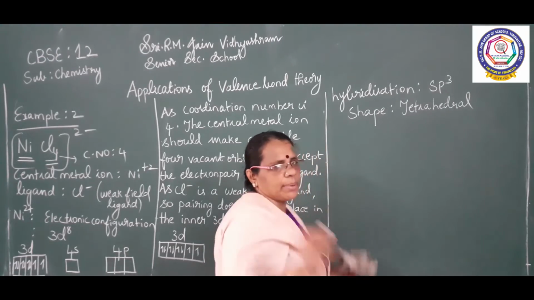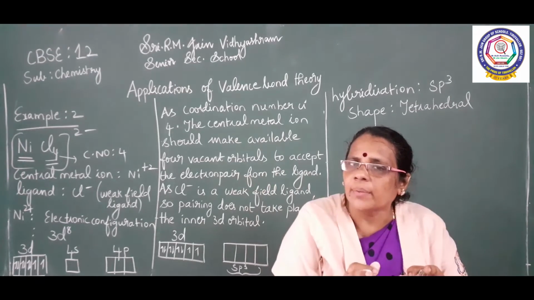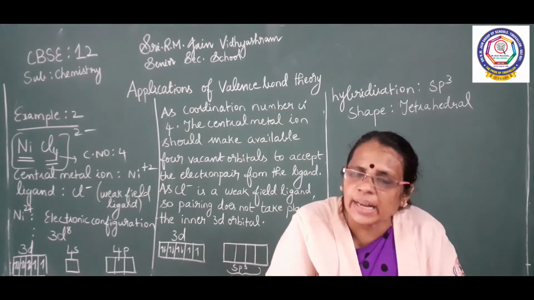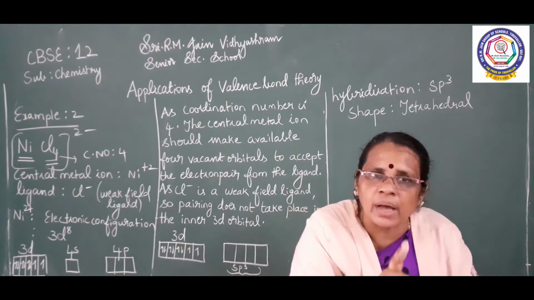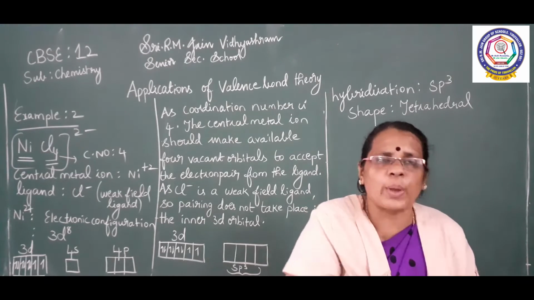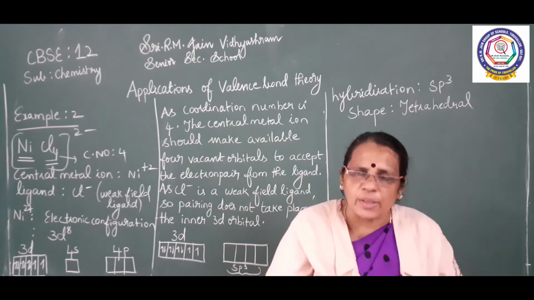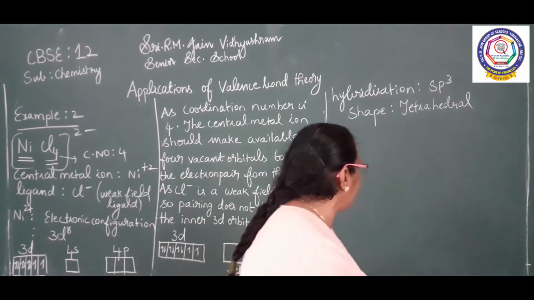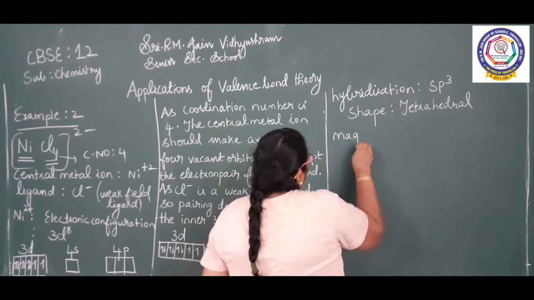If the hybridization is sp3, the coordination number is 4 because 4 ligand molecules are attached. Chlorine is a weak field ligand, so pairing doesn't occur. I made use of 1 s orbital and 3 p orbitals, so there are a total of 4 vacant orbitals. What is the hybridization? sp3. If it is sp3 hybridization, what will be the shape of the complex? It is tetrahedral. And now we are going to talk about the magnetic property.